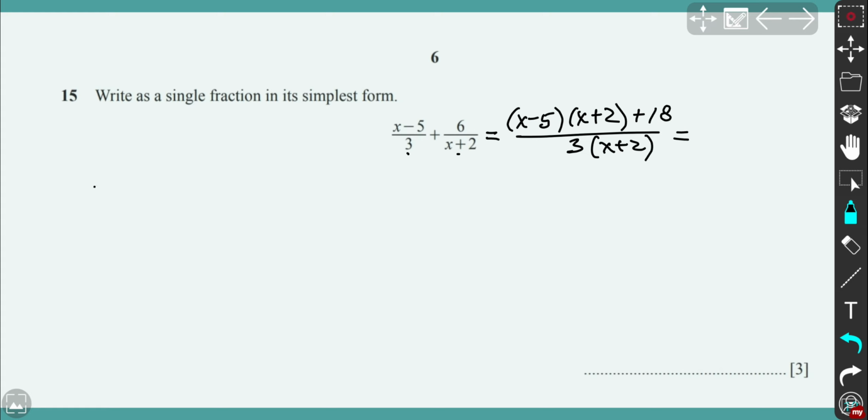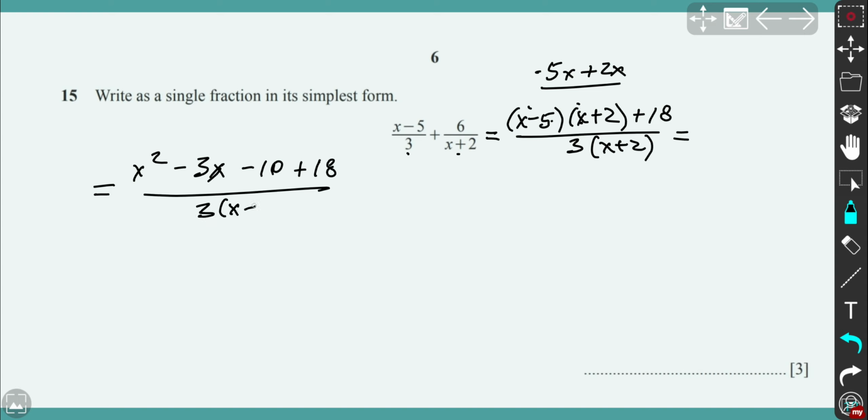All right, what I'm going to do, I'm going to expand. So my way of expanding is x squared, then minus 5x and 2x will give us, so I'll write, but I'll do it without writing this expanded form. So I just simply write negative 3x mentally, okay? And negative 5 times 2 is negative 10. All right, so plus 18 and over 3 times (x plus 2). So the simplest form means they might be canceling, but let's see. So the full top is a quadratic, minus 3x and plus 8, over 3 times (x plus 2).